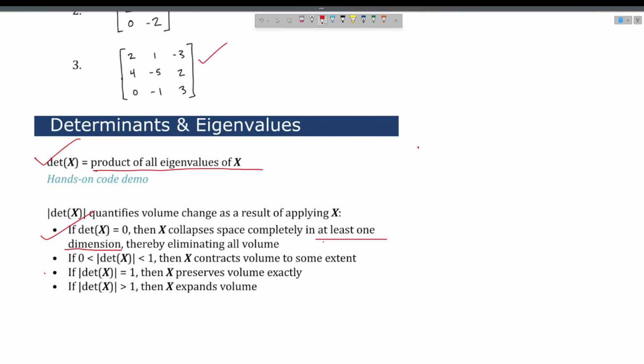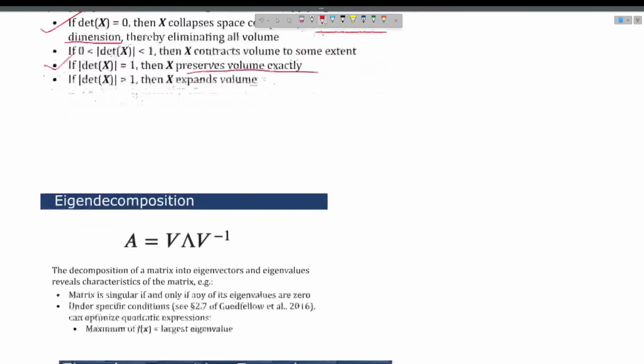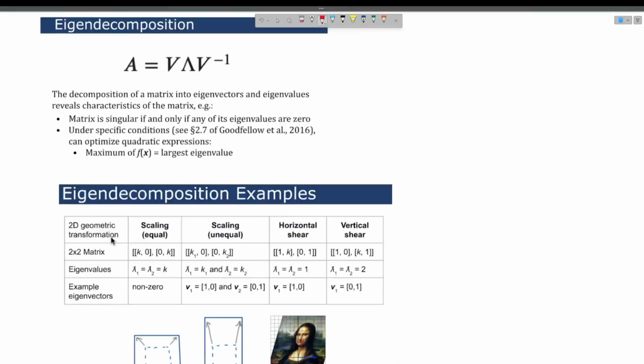And if it is 1, it preserves the volume exactly, and for less than 1 and greater than 1, there are a lot of things. Okay, almost we are at the end of the theoretical part before we go for the code part. Now you can see the eigen decomposition. This is a format, this is how we can get the eigenvalues of a particular matrix.